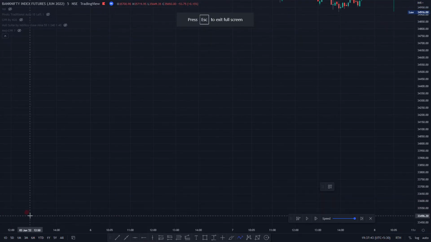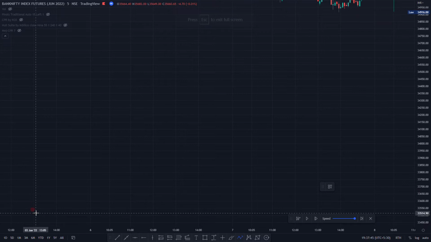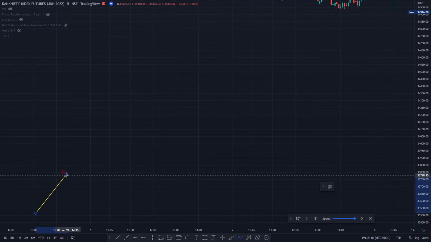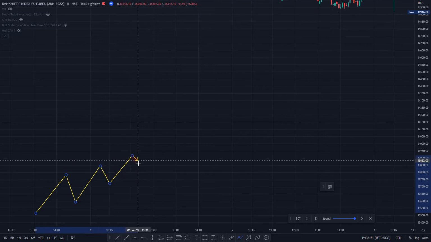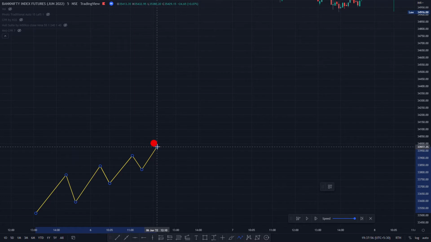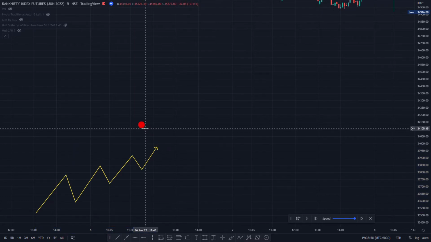So in the full screen mode, let's just say for example BankNifty has been making a high and then a higher low, and then a higher high and then a higher low, and then a higher high and then a higher low and then a higher high. This is said to be an uptrend.